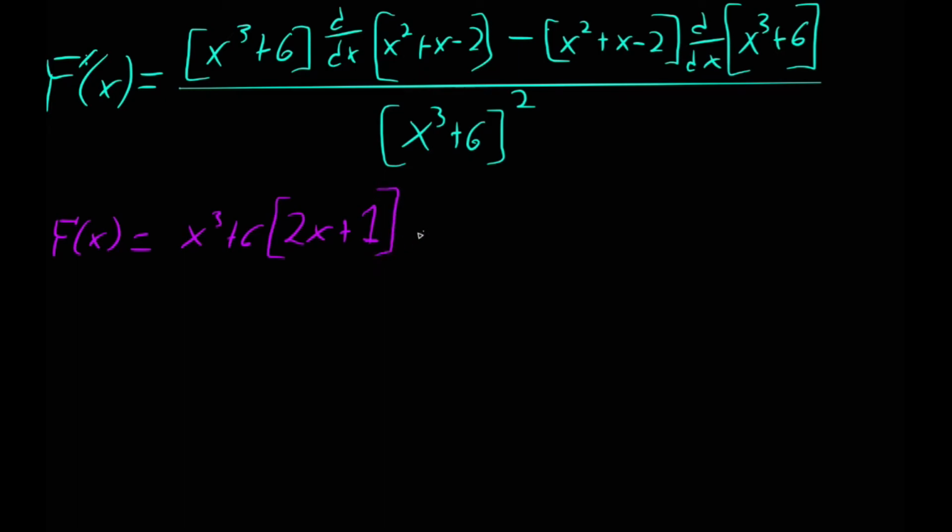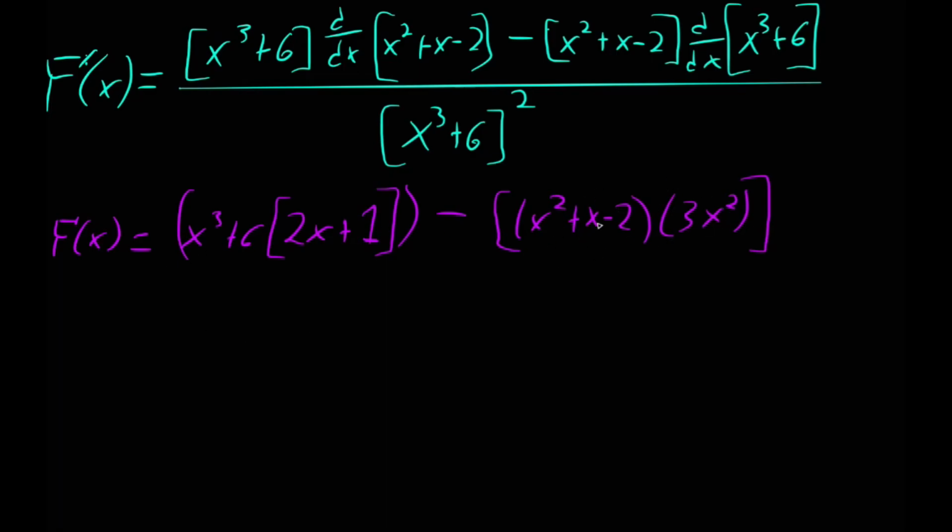And then we have that quantity minus x squared plus x minus 2, sorry, not plus 2, times the derivative, which is going to be 3x squared. Just 3x squared, which is good because we don't have any factors that we have to make.